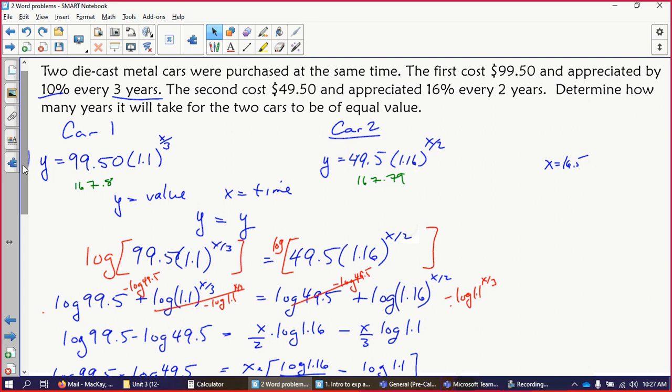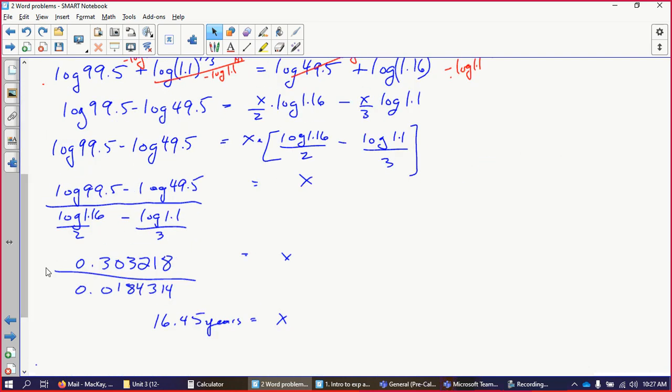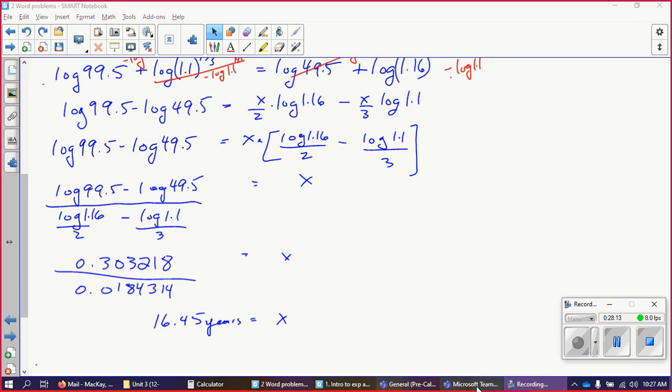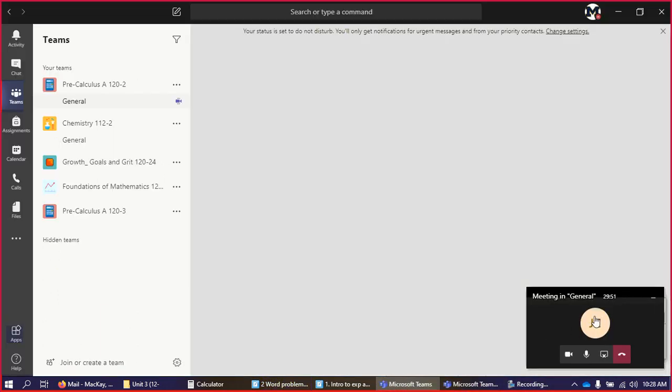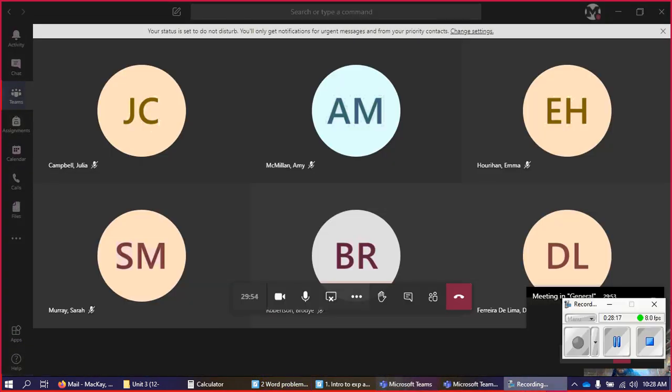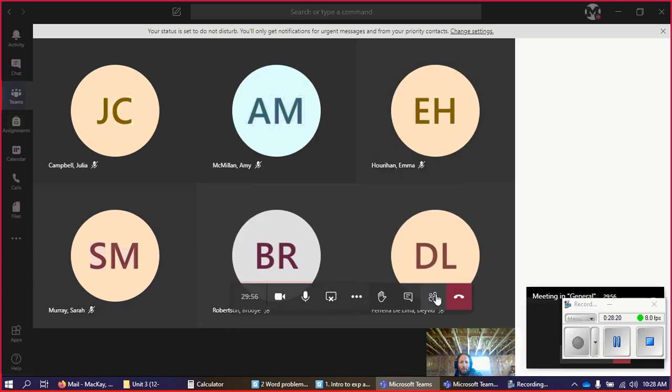I think there's one question on the assignment that has, I think it's a log equation at the end. I'll post those, and that was all I had for today.